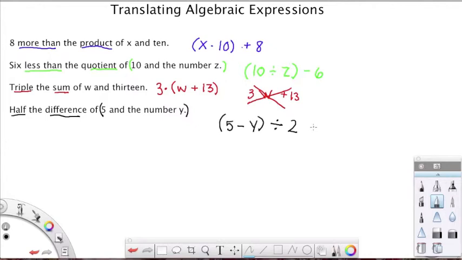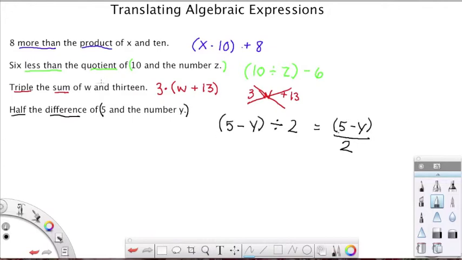But some of us might want to write it out like this, to kind of be true to the way it sounds, the fraction. Okay? Dividing by 2 is the same thing as over 2. So either one of these forms would be correct.